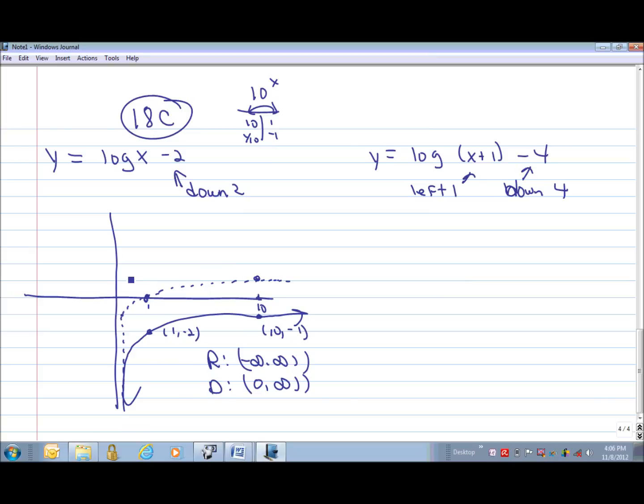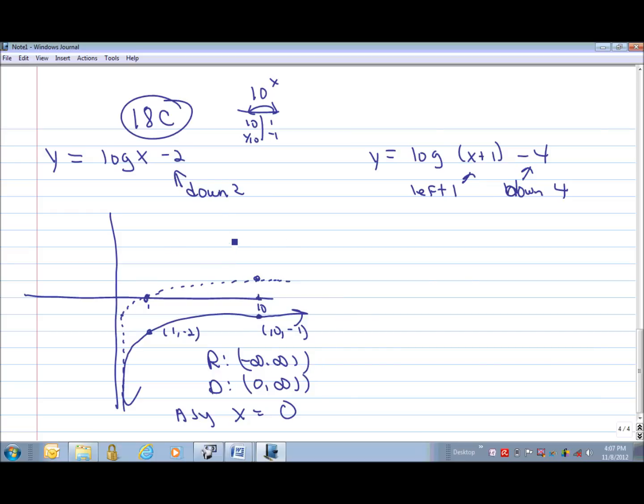Your asymptote, of course, is the y-axis, so your asymptote is x equals 0. And then the intercept, I guess you would be able to find an x-intercept. An x-intercept is when you make the entire thing equal to 0. So I guess we could do that.